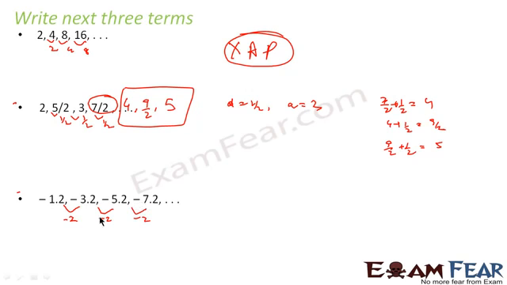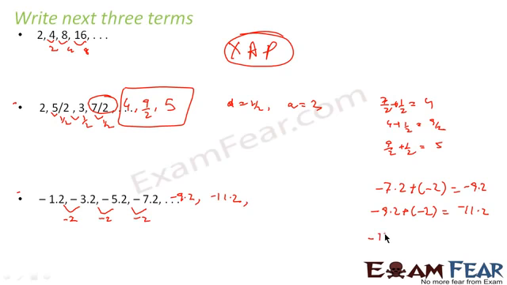Now to get the next term, what do we have to do? We have to add D to this term. On minus 7 by 2 we have to add minus 2, and we get minus 9 by 2. So the next term is minus 9 by 2. To get one more term, in this term minus 9 by 2, again we add D, and D is minus 2, so we get minus 11 by 2. Correct? Now to get another term, on minus 11 by 2 we add D, that is minus 2, and we get minus 13 by 2. So these are my next 3 terms.